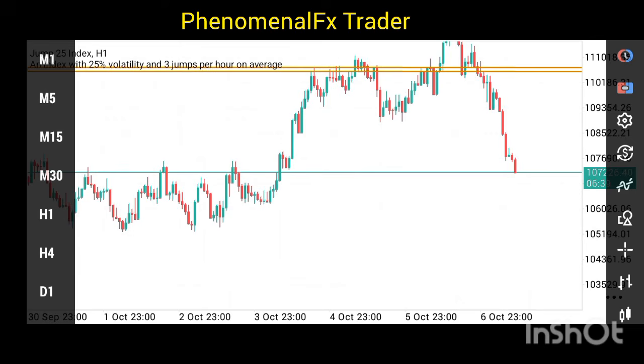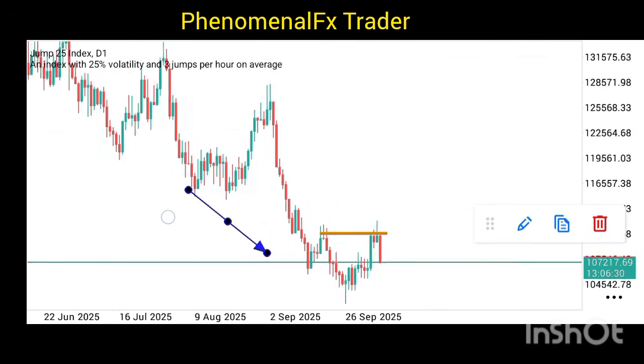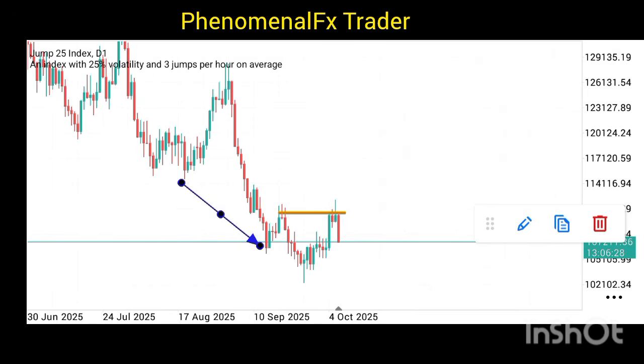But now, if you go to the daily time frame, you will see that what the market did yesterday was also for some good. Of course, now you can see we have a lower high and a lower low. This is a lower high, and this is a lower low. Then the market bought up to this level here. So what I'm seeing here is a pullback. I'm seeing a pullback right here, guys.